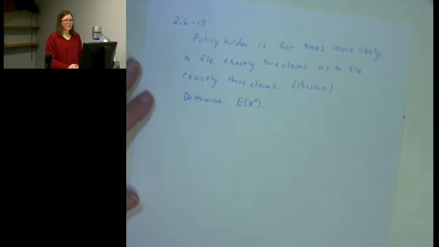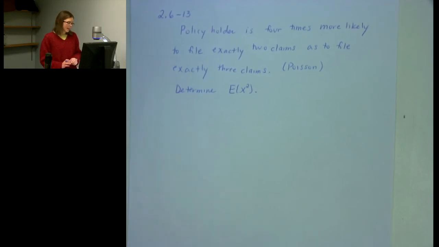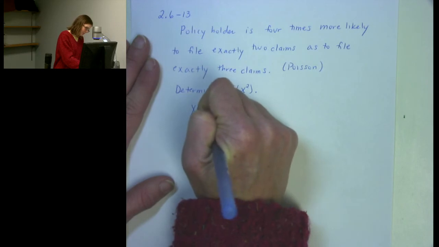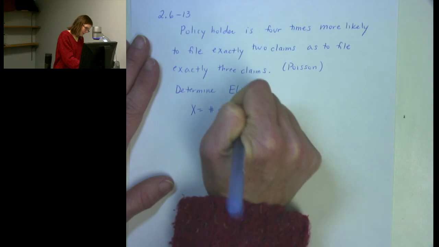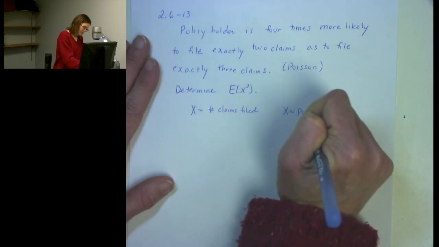The last of the homework problems that I saw questions posted about was 2.6-13. This is one that says a policyholder is 4 times more likely to file exactly 2 claims as to file exactly 3 claims. We're supposed to assume that the number of claims filed follows a Poisson distribution, and we need to determine the expected value of X squared. So here X is the number of claims filed. We're told to assume that X has a Poisson distribution.